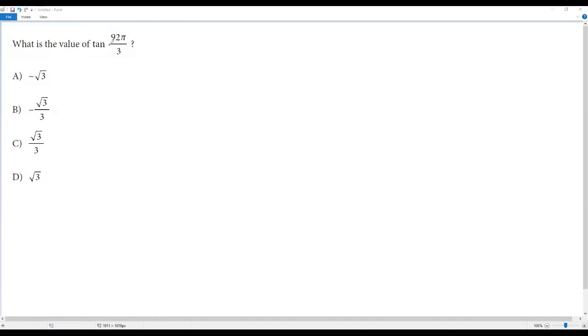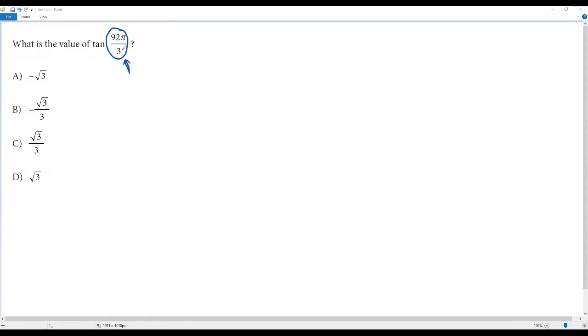What is the value of tangent 92 pi over 3 radians? Okay, to get the value of this one, let's consider the angle over here given in radians. We know that when I divide 92 by 3, its value will be greater than 2. That is, this is greater than 2 pi radians. And we know that the angle of one full rotation is 2 pi radians. Since this is a value greater than 2 pi, it contains more than one rotation.